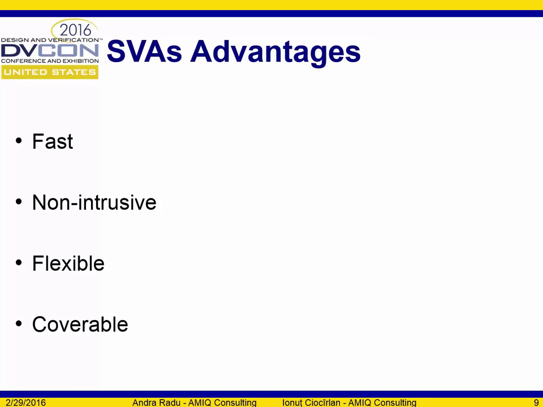And you may ask, why use SystemVerilog assertions? Well, as I said previously, they're fast, so you don't need any intermediary logic. You can just attach them to the interface, like in SystemVerilog, and check the signals.